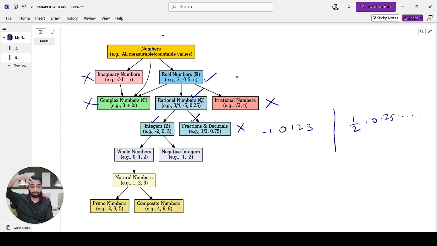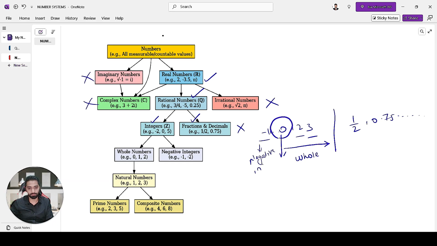Now within integers we have again two. So whatever you are seeing, we have 0, we have 1, we have 2, we have -1, everything. So including 0 till the positive numbers are whole numbers. Anything which is before 0 are negative integers. Clear? So within integers we have whole numbers and we have negative integers.